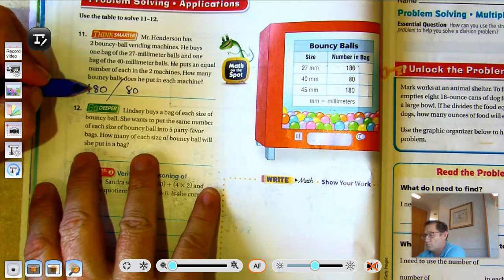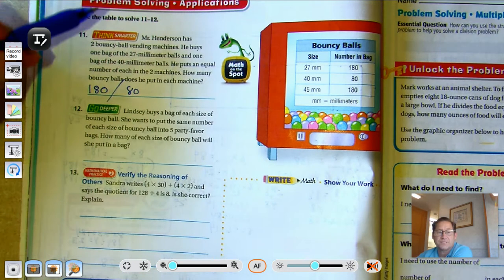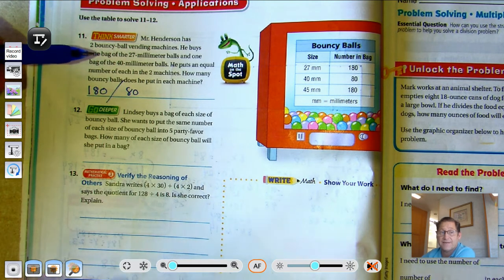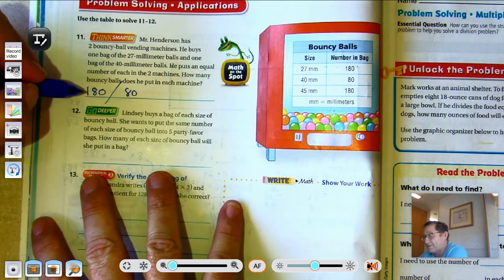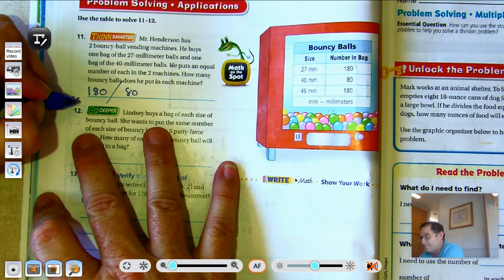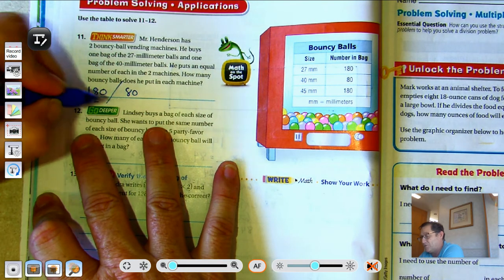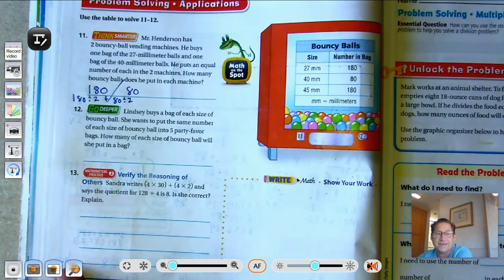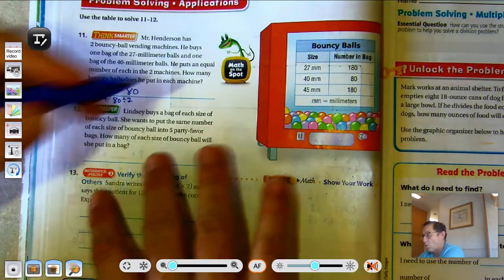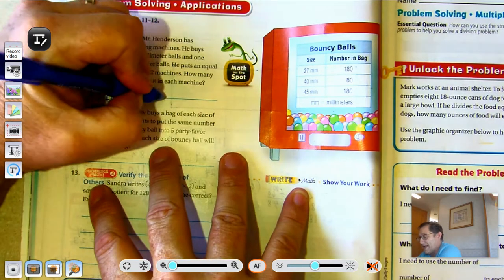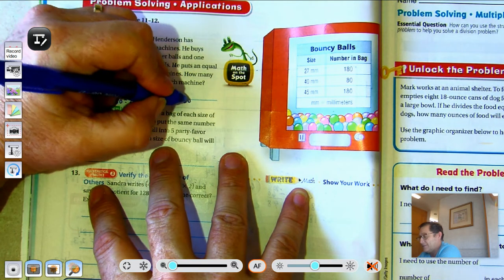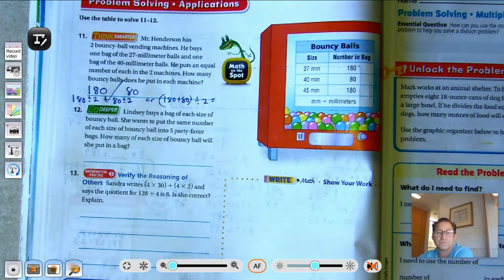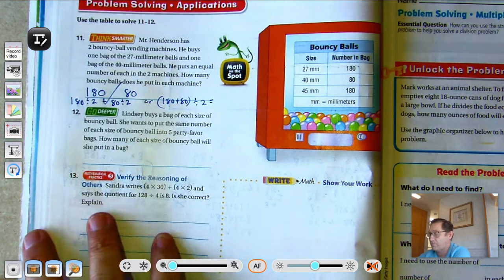Well, a couple of ways we could solve this. Since I just want to know how many bouncy balls total does he put in each machine, we could take 180 divided by 2, and add the other type, 80 divided by 2. Or I could add 180 plus 80 and divide by 2. Okay? However you want to do it.